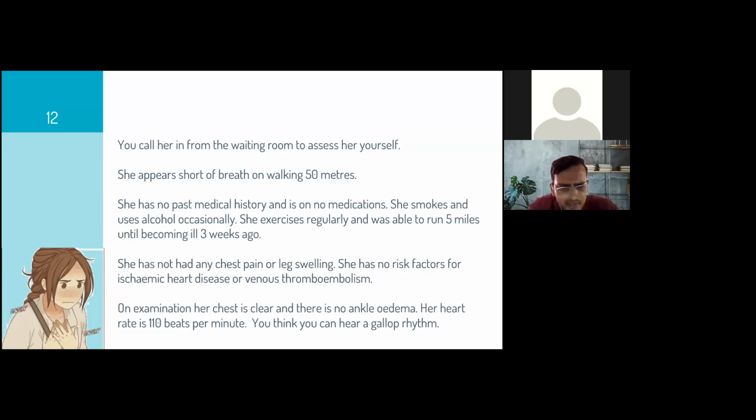On a brief examination, her chest is clear and there's no ankle edema. Her heart rate is 110 beats per minute, and on hearing her chest auscultations, you think that there is a gallop rhythm present. So keeping all this in mind and the history given before, what are the 2 investigations that you'd like to request most urgently in the ED? Any 2 that you would like to do? Anyone?